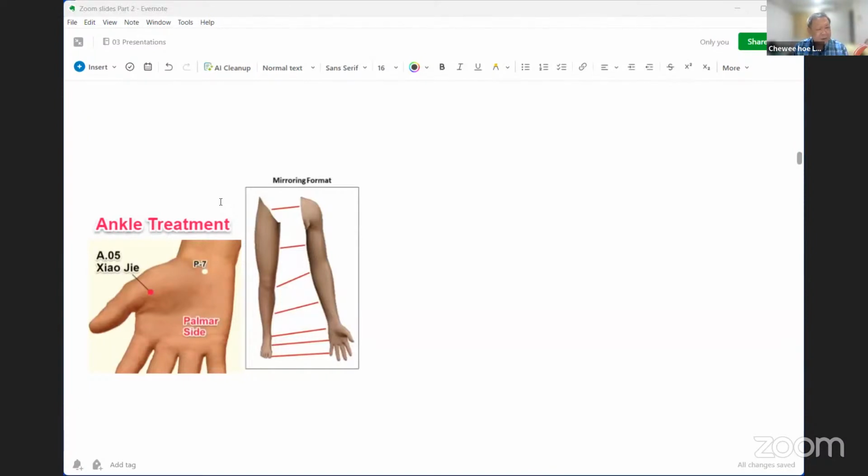Seldom is it 1 point. Don't believe when people say Tung acupuncture only uses 1 point. Most of the time we use 5 or 6 points. But ankle sprain can work even with 1 point. And this is the point on the picture. How to needle? It has to be taught to you live.